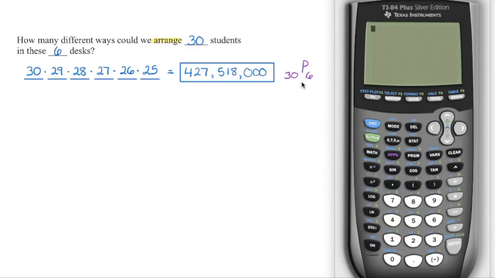And when you go to enter this into your calculator, you begin with that n value. So we're going to go 30, and then we're going to go into the math menu, and then we're going to left arrow till we get to the probability menu, and then we can see NPR is number 2. So we're going to choose number 2, and then we're going to fill in the R value of 6, enter. And that's a quick way that we can get the number of different arrangements.